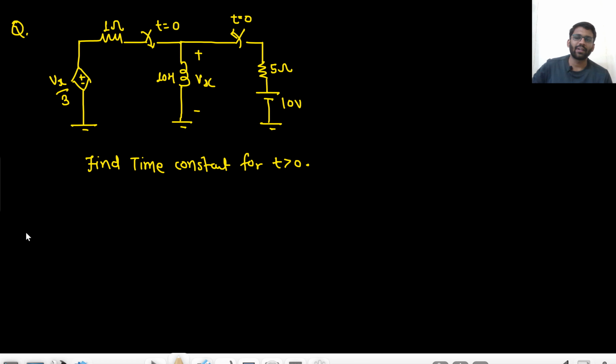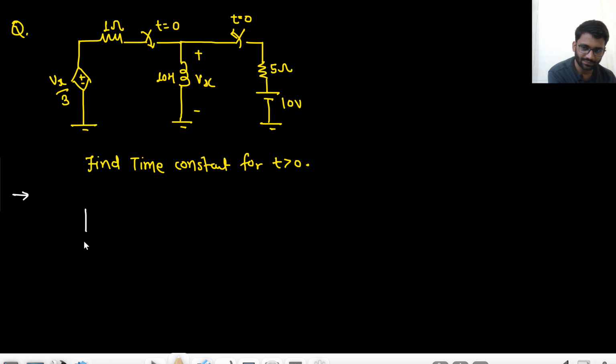So in this question, you have to find the time constant for t greater than 0. I want you to solve it on your own. For t greater than 0, what will happen? This will be gone, so there is no use of this circuit. It is given just to confuse you. For t greater than 0, this will be gone, and only this circuit will be there.